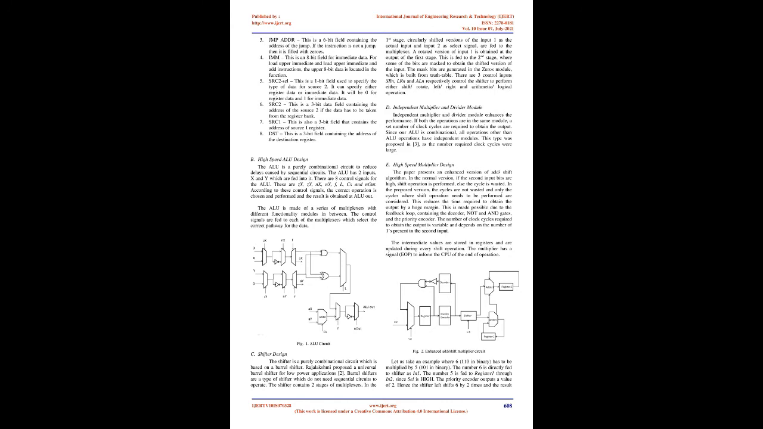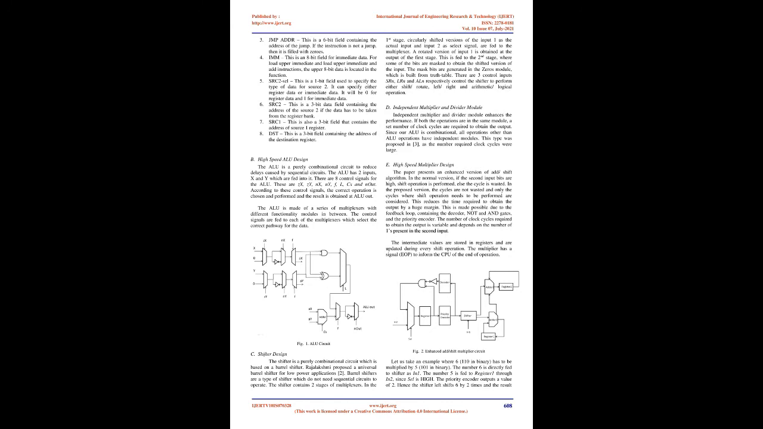This is fed to the second stage, where some of the bits are masked to obtain the shifted version of the input. The masked bits are generated in the zeros module, which is built from a truth table. There are 3 control inputs, SRN, LRN, and ALN, which respectively control the shifter to perform either shift/rotate, left/right and arithmetic/logical operation.